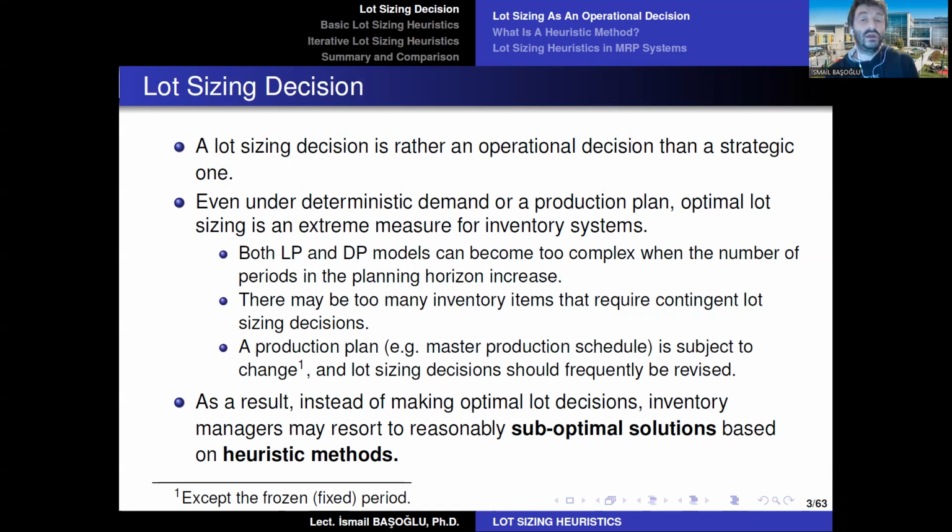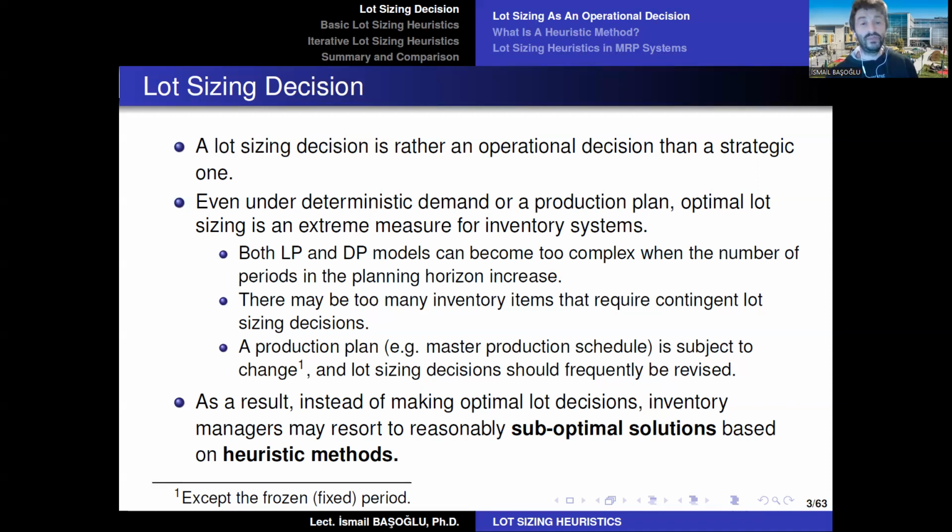Now, if you have a large number of discretized periods in the planning horizon, then the complexity of the linear programming model or the integer programming model, and in fact, the dynamic programming model, will increase as well. So it will take a longer time to find the optimal solution using such mathematical models.